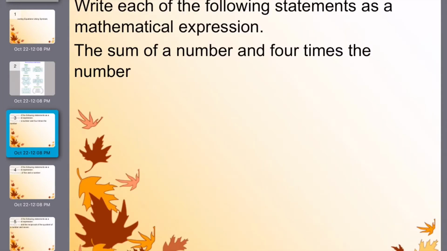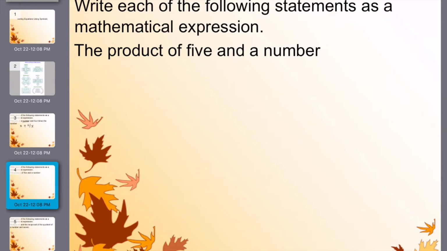The sum of a number. I know sum automatically tells me that there's going to be an addition problem. Whenever I just have a number, I know that that's just going to be a variable, so I'm going to say it's x. So it's the sum of a number and 4 times the number. Since it's times, I know there's going to be multiplication, times the number, our same number as before, so x. So x plus 4x is going to be my mathematical expression. Let's try another one.